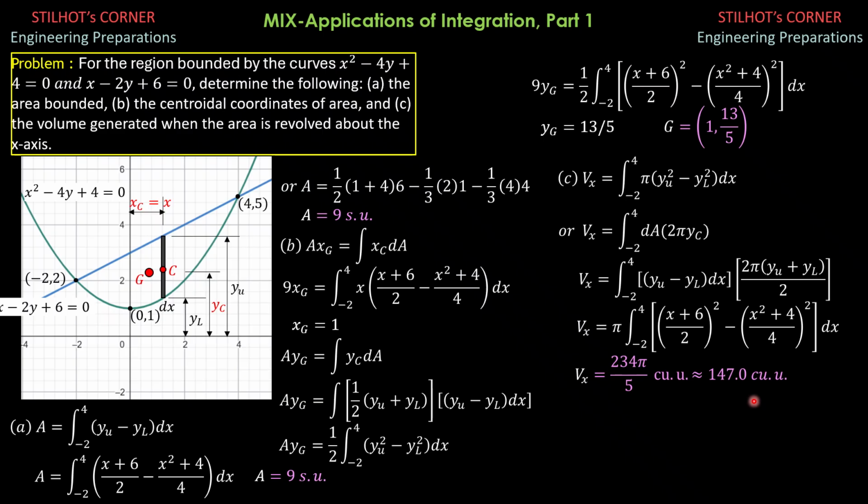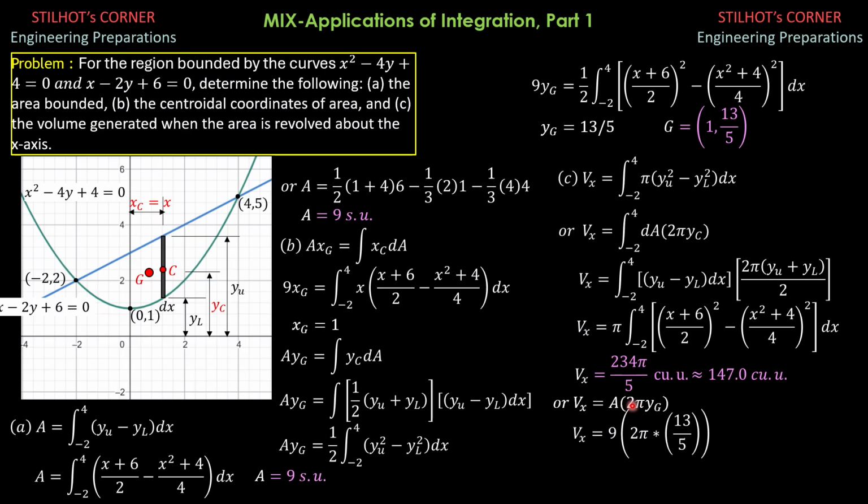In decimal, that's around 147.0 cubic units. Similarly, by Pappus' proposition, volume equals area times 2 pi yg. In this case, because the area is to be revolved about the x-axis, the area is 9, then yg is 13 over 5.